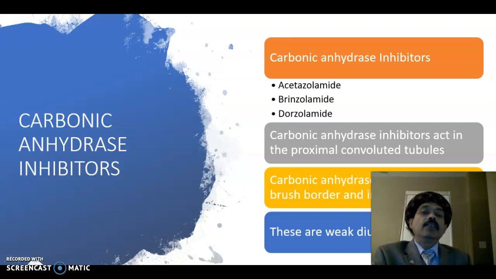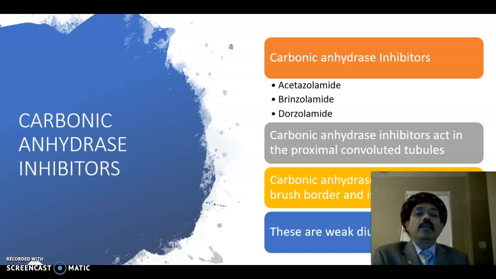Today I will discuss the pharmacology of the carbonic anhydrase inhibitors. These include acetazolamide, very commonly used, and in the market its name is Diamox. We have other carbonic anhydrase inhibitors like brinzolamide, dorzolamide.